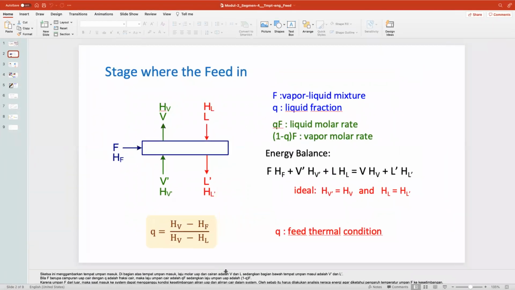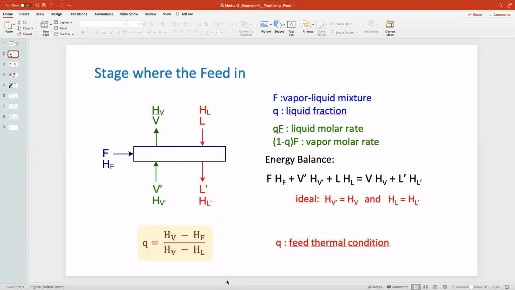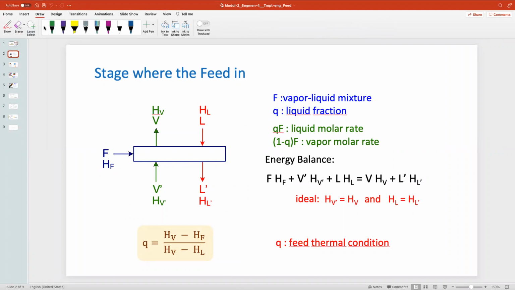Okay, right. So in the stage where the feeds come in, they will have the mass flow. They also will have the energy with them. Or what is the energy? It's the enthalpy. They will have the enthalpy. Okay, so now let's see the energy balance.